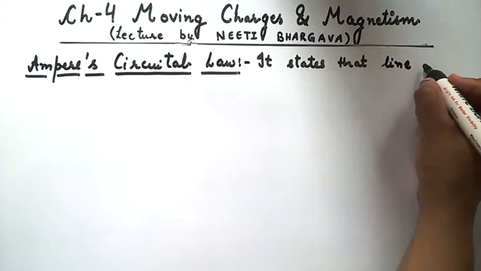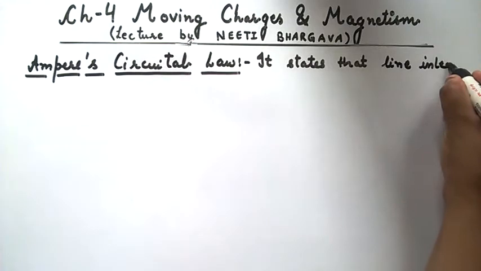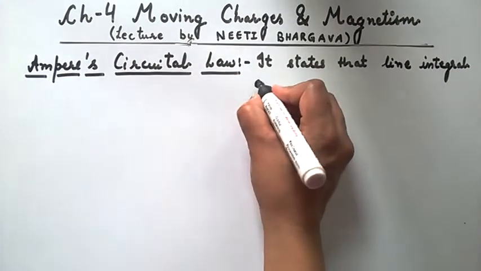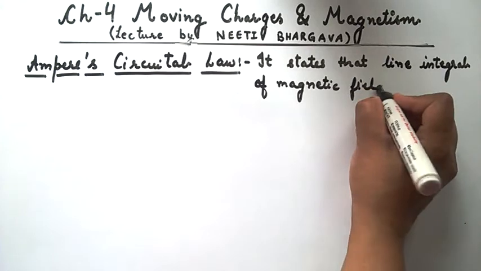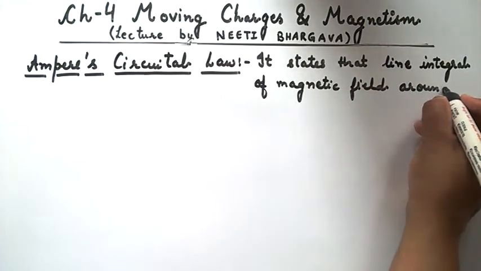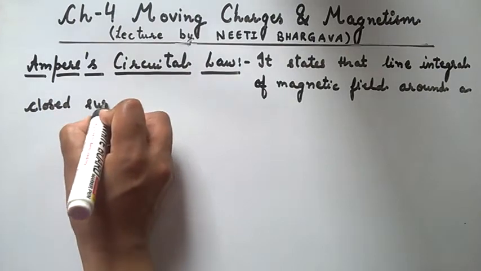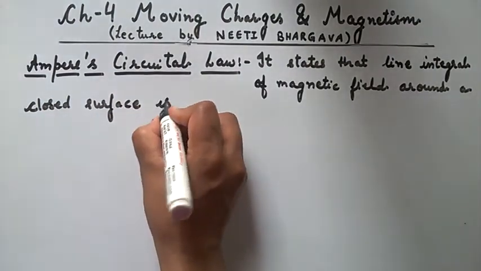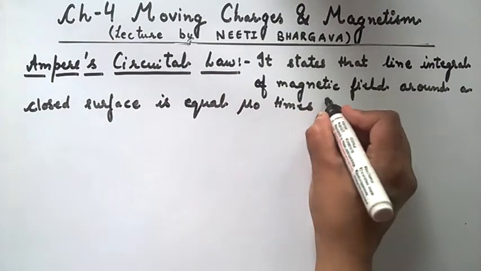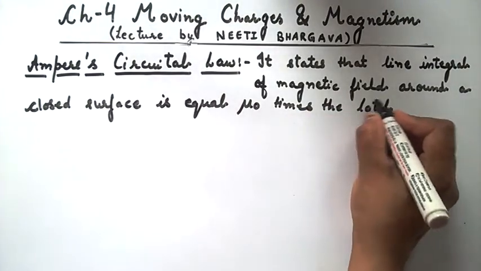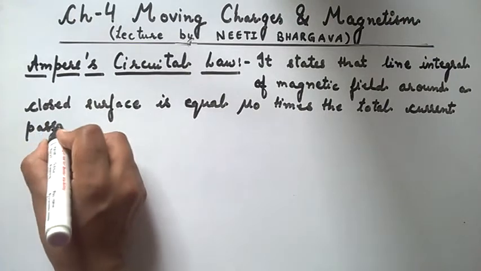line integral of magnetic field, that is B vector dot dl vector, around a closed surface is equal to permeability times the total current passing through that surface.